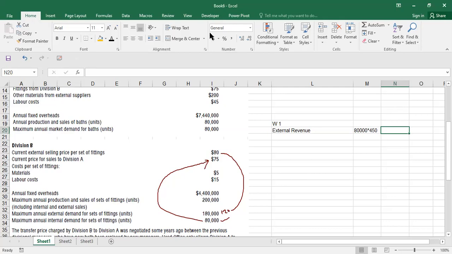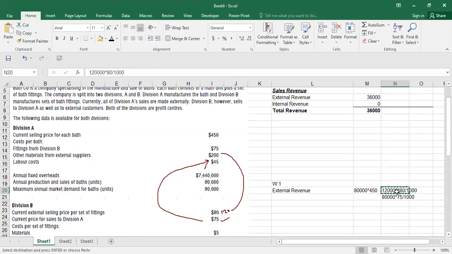Their external revenue is actually only, okay, no, this is not 120. I'm sorry. Yeah, their external revenue is 120,000 because internal is 80. So I should be doing 120,000, which they sell outside, multiplied by 80, divided by 1000. And what do they do internally? Internally, they are giving 80,000 units at the price of 75, divided by 1000. We are just trying to eliminate those zeros. So that's why I said divided by 1000.